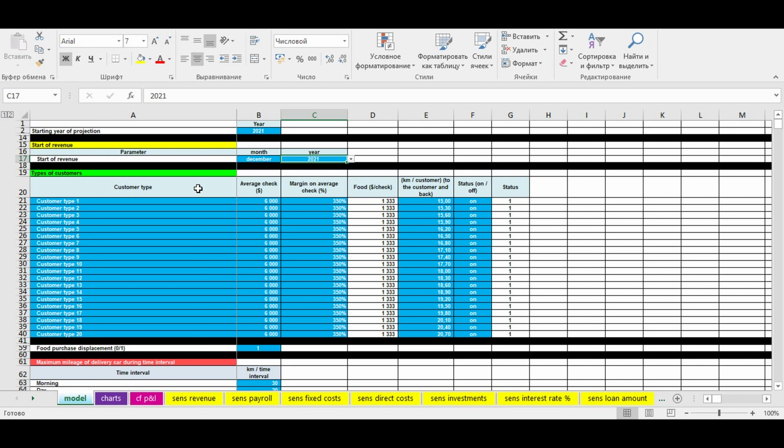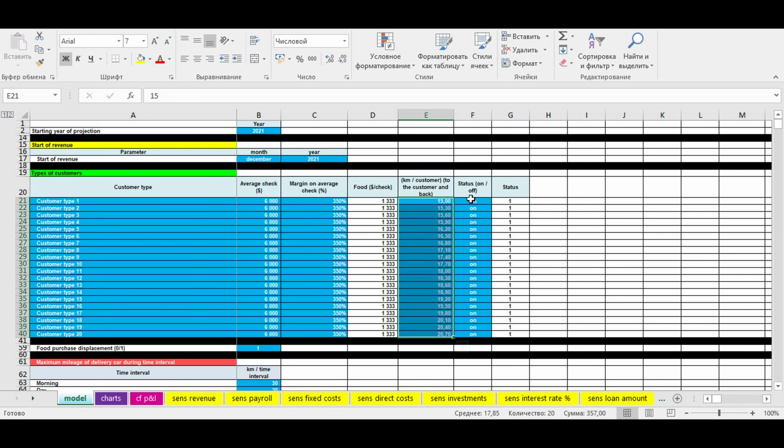You start with specifying the portraits of your customers. Here, you can name your types of customers. Here, you enter average check for each type of customer. And here is a place for margin on average check for each type of customer. What is important is that you can specify the range to the customer and back in kilometers. This is needed further for your limitation system, which will automatically calculate the amount of delivery cars needed for this or that amount of clients. This is the first input for limitation system.